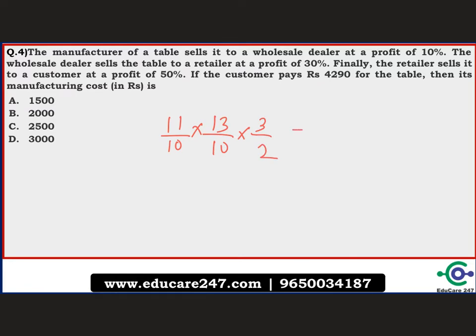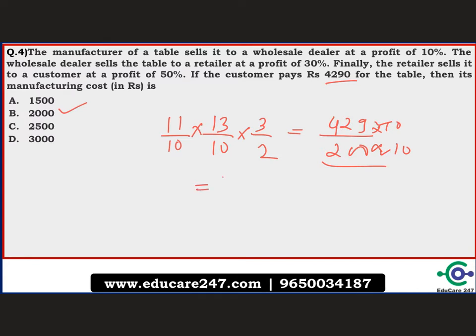Okay, so let us see the overall effect of this. The overall effect will be 429 upon 200. So 429 by 200 is the ratio of what it has been sold to, and this is the cost price. It has been given that 4290 is the actual price which the customer pays, hence you have to just multiply this by 10 and the denominator by 10. Then you will find the cost price, which is 2000. Hence the correct answer to this question is option number B.